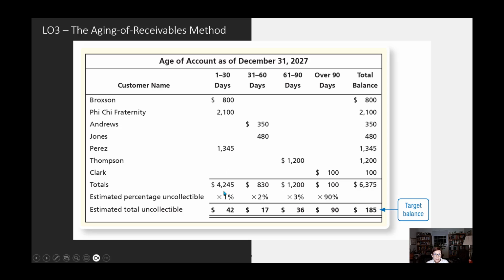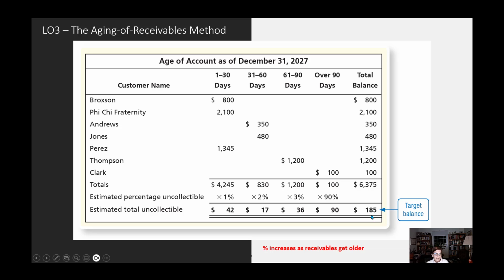So the aging, remember I said, uses more percentages and it's a little more precise. So what an aging does is it multiplies each category by the percentage that the company thinks will not be collected of that age group. Notice that the percentages increase as the receivables get older. So this calculation is going to be the 4245 times 1%, 830 times 2%, etc. And then you add all of these up, and that gives you your target balance.